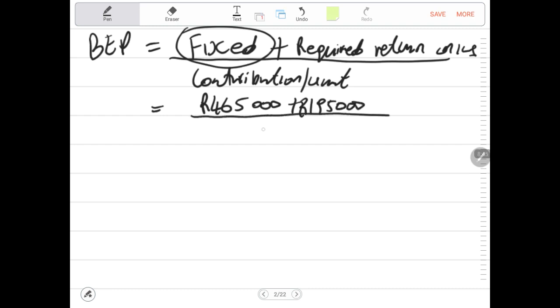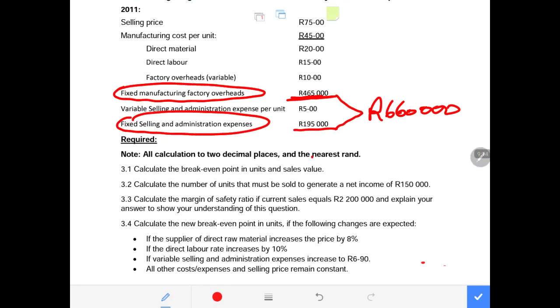Then we divide. Do we know the contribution per unit? We don't know the contribution per unit yet, so we need to calculate it. How do we calculate the contribution per unit? We say selling price, and if my memory still serves me, the selling price was given to us as 75 rand per unit.